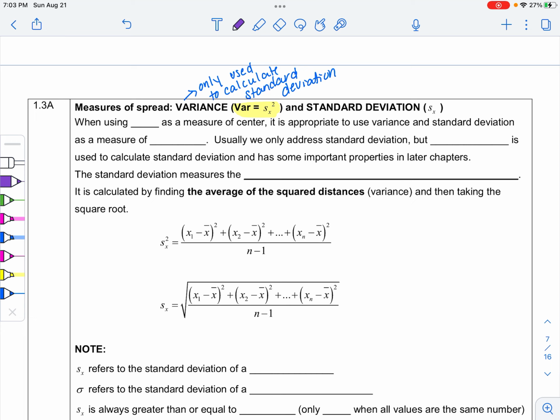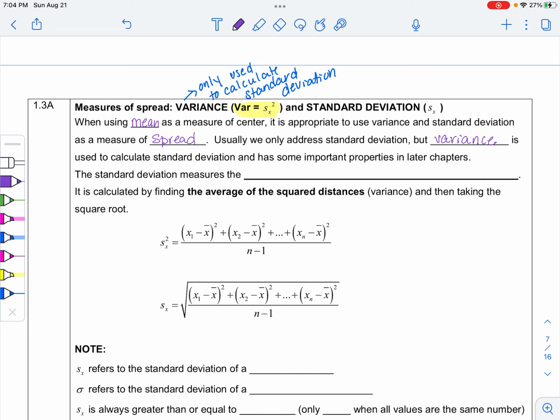It is important that you are only using variance or standard deviation when you use the mean. When you're using the mean as a measure of center, it is appropriate to use variance and standard deviation as a measure of spread. Usually we only address standard deviation. However, variance is used to calculate standard deviation and has some important properties later.